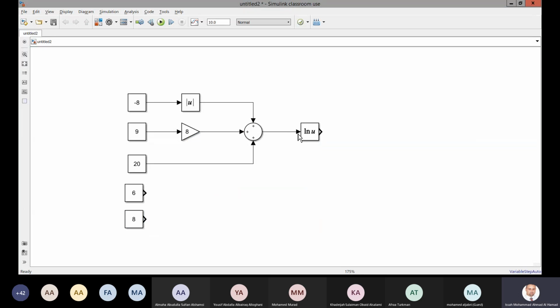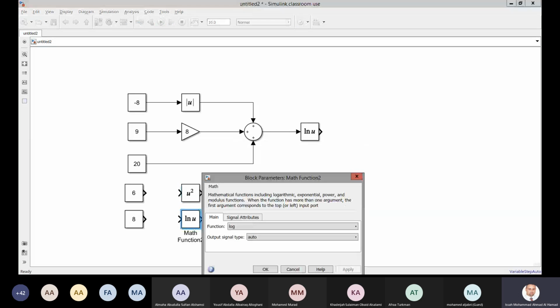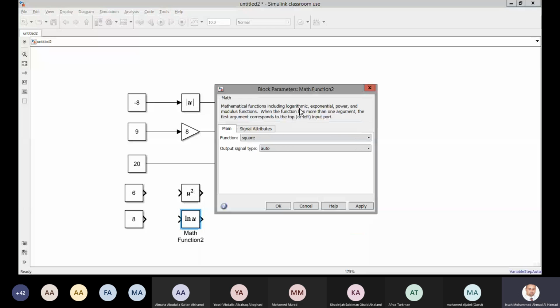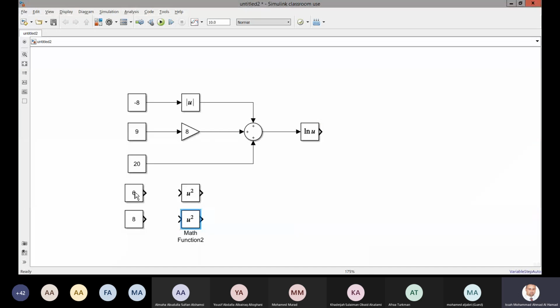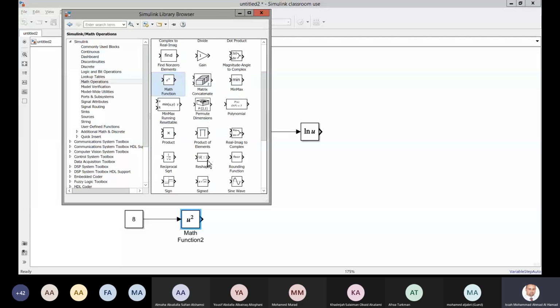Now I need to take the square root. Sorry, I want to make both of them square, so I can put them here. Press here and select square, and here you can also select square. Let me connect. Now I will have a square root. So this is the square root.